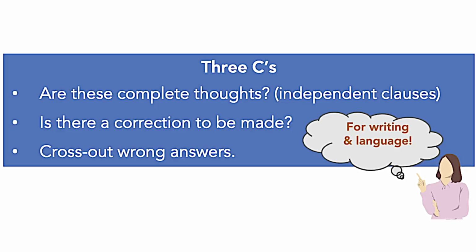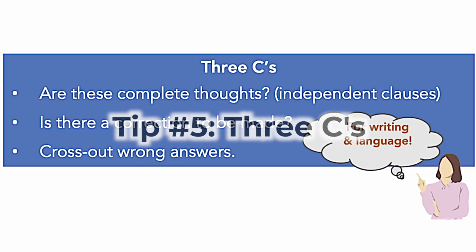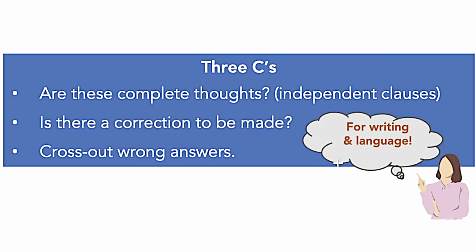And our final tip for today, tip number 5, is use the 3C strategies for writing and language questions. So these are our punctuation questions. Now, what are the 3Cs? Are these complete thoughts? Are we dealing with 2 independent clauses or complete sentences and probably making a compound sentence or separating it into 2 sentences? This is the number one of these 3Cs. If we can figure out if we're dealing with 2 independent clauses or not, we usually can eliminate at least 1 or 2 answer choices.